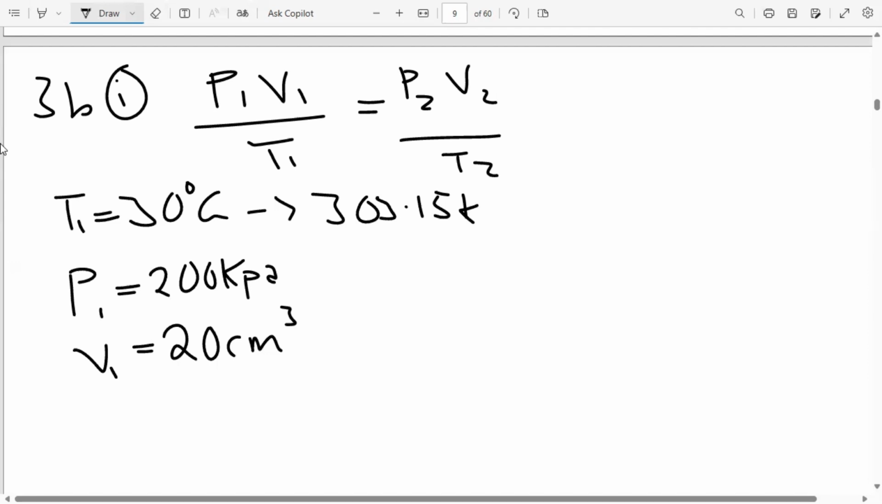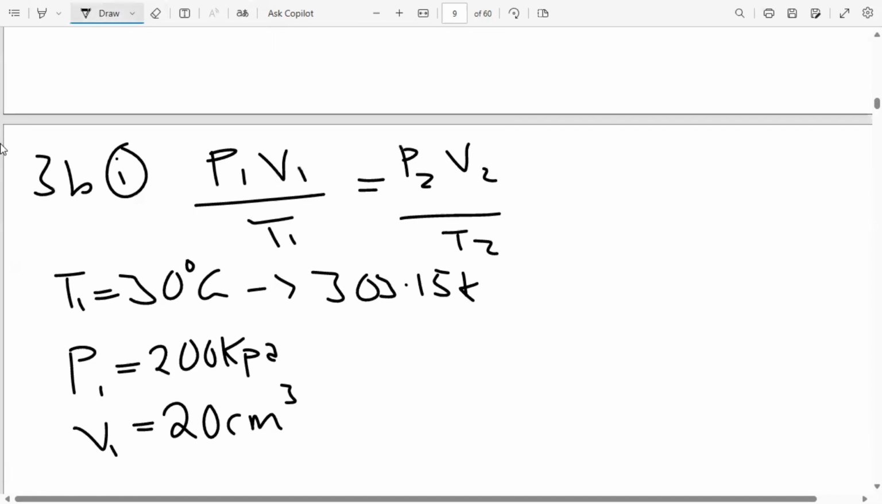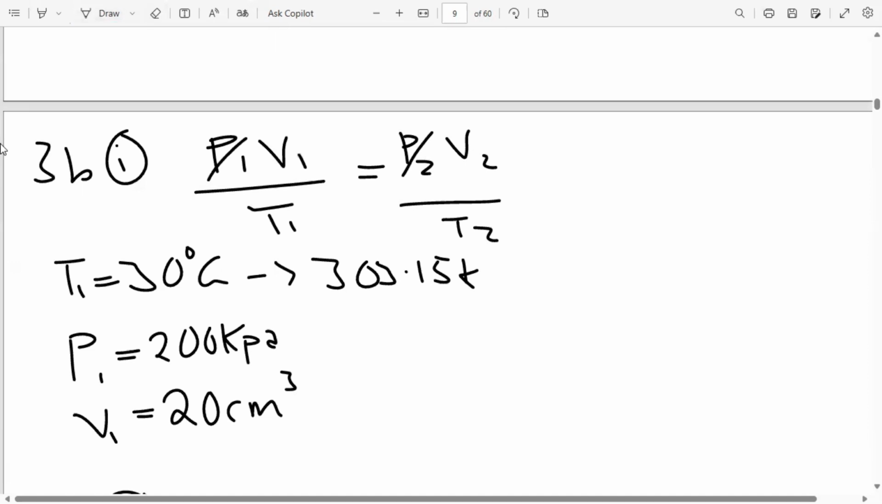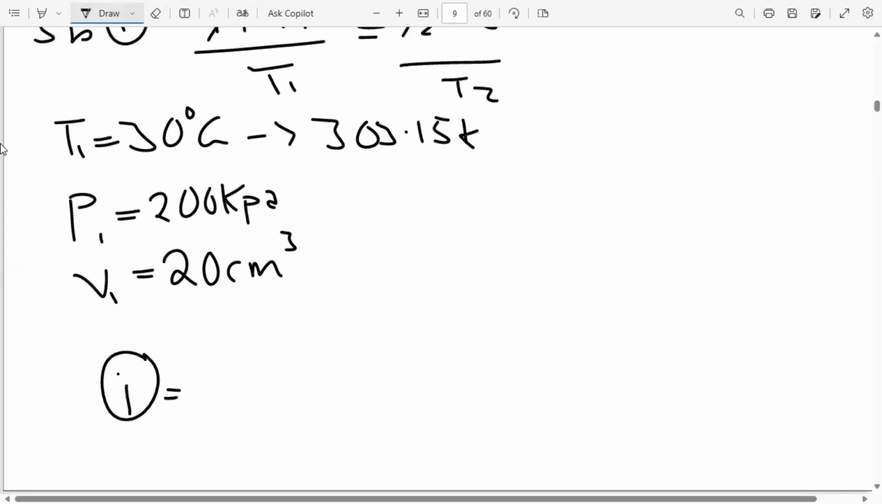Let's now head into the actual problems we've been given. Part 1 is saying volume decreases at a constant pressure. So from this equation, let's cancel out the pressure. That means we're going to use V1 over T1 equal to V2 over T2, because they've told us it's a constant pressure.